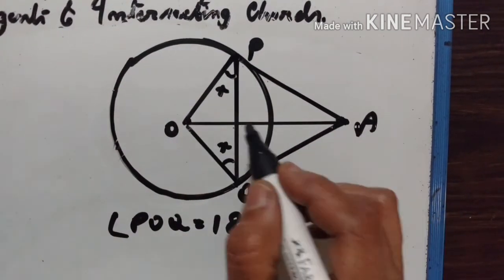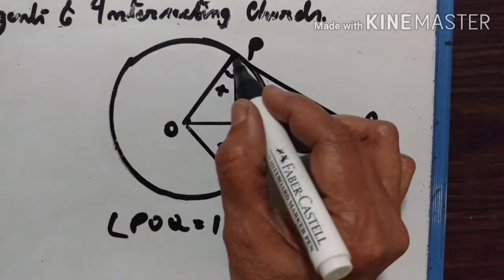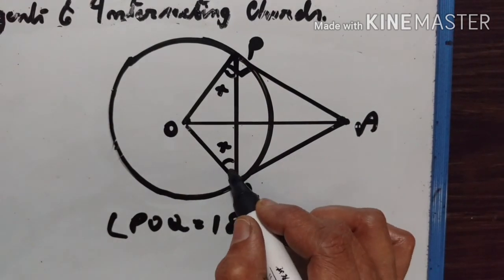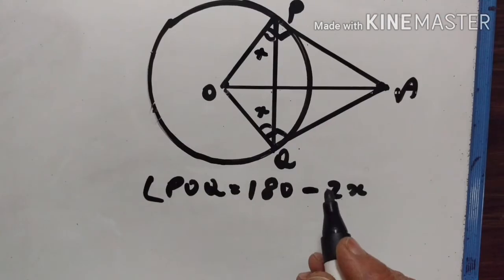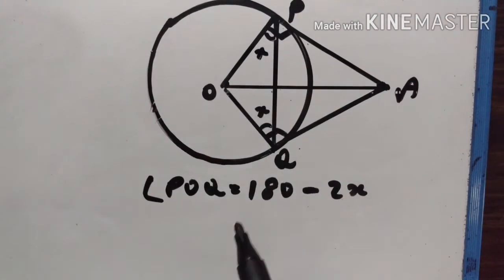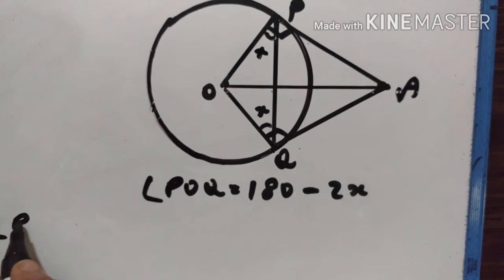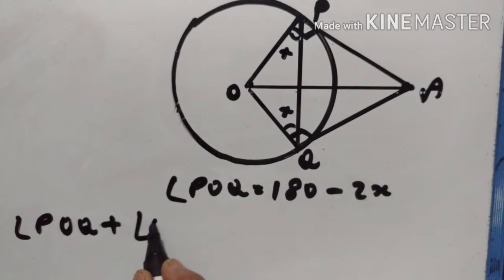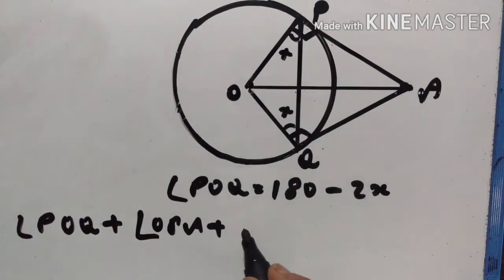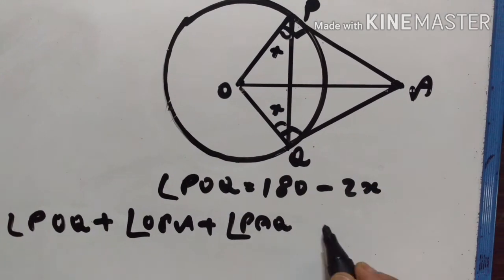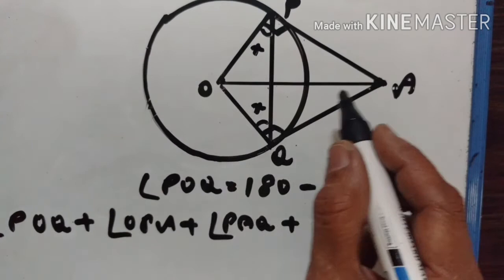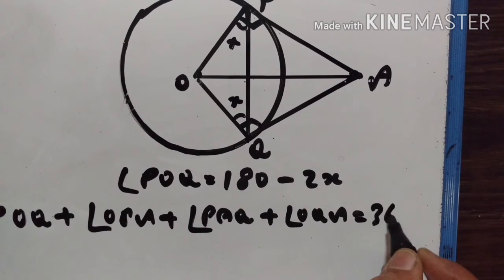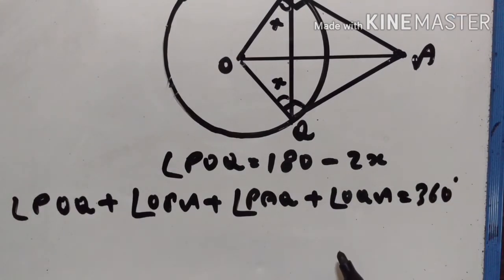AP is the tangent, OP is the radius. Therefore, angle OPA is equal to 90 degree. Similarly, here angle OQA is equal to 90 degree. In quadrilateral OPAQ, angle POQ plus angle OPA plus angle PAQ plus angle OQA is equal to 360 degree. Sum of the angles of a quadrilateral is equal to 360 degree.